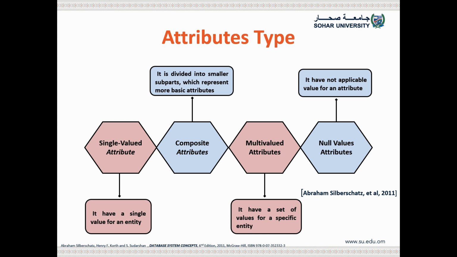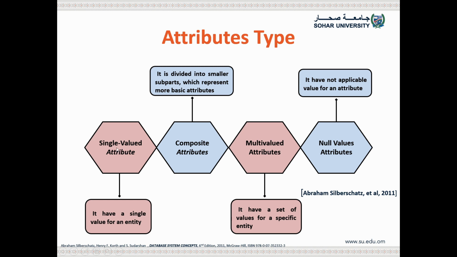Okay, attribute types. We have 4 attribute types. We have the single valued attribute. It has a single value for an entity. This is like the ID. You can't have more than one. A single value.